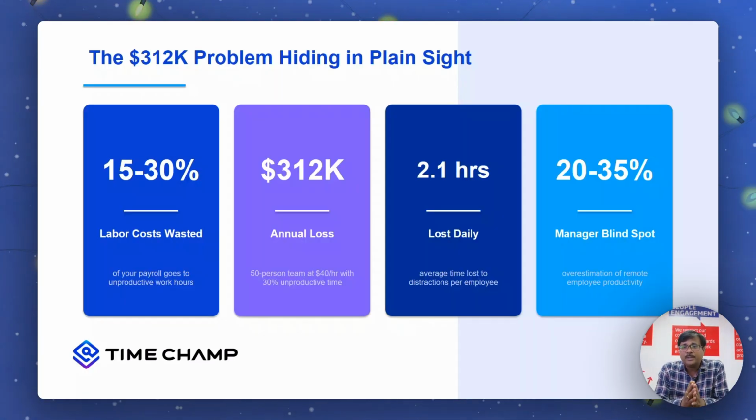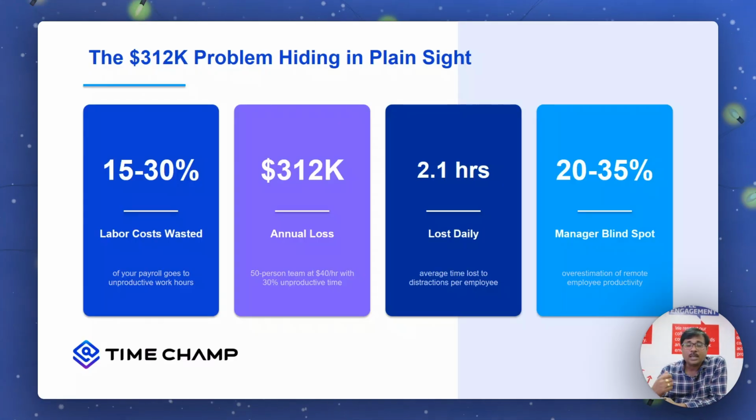Now, some of you might be thinking, our team is performing well. We hit our targets. And that's exactly why this problem is invisible. The 2018 Udemy Workforce Distraction Report found that employees lost an average of 2.1 hours per day to distractions and task switching. Yes, that's 26% of an 8-hour work day. Not among underperformers, across the board.